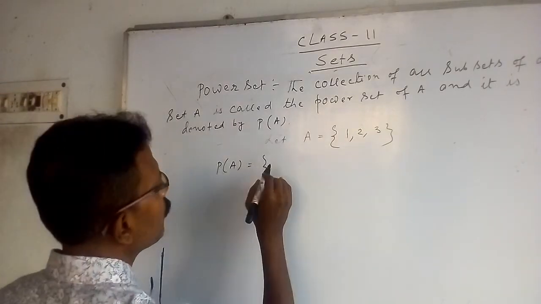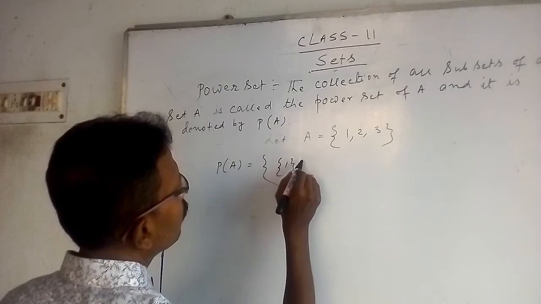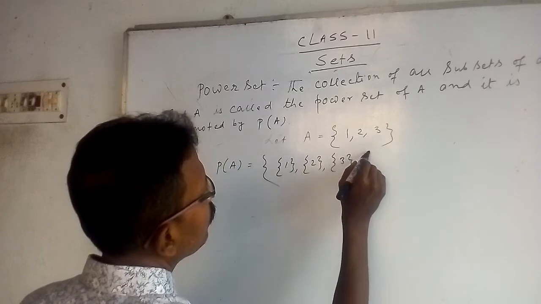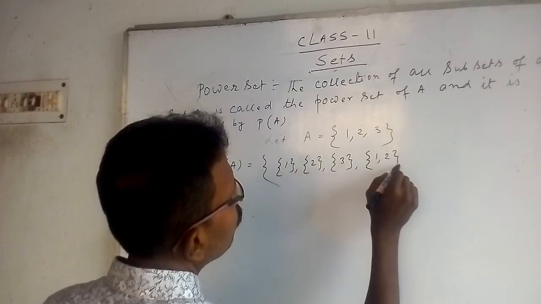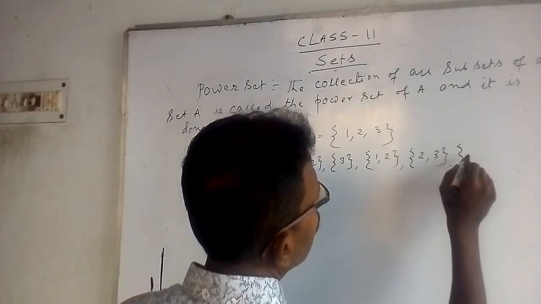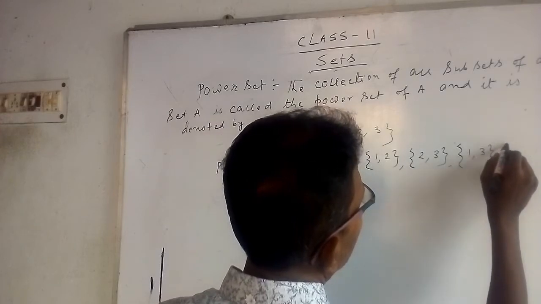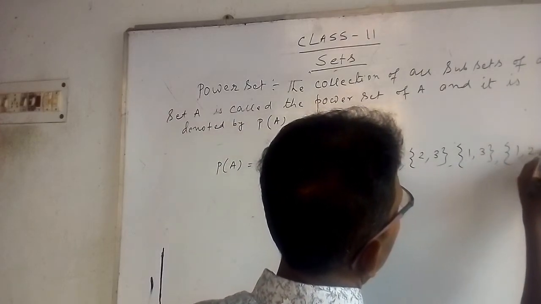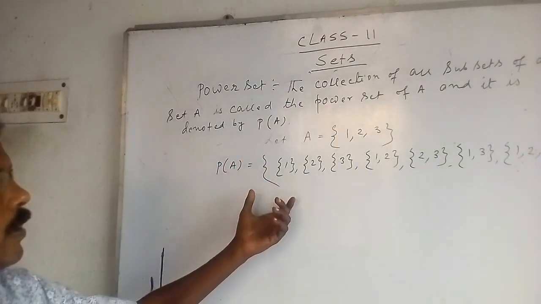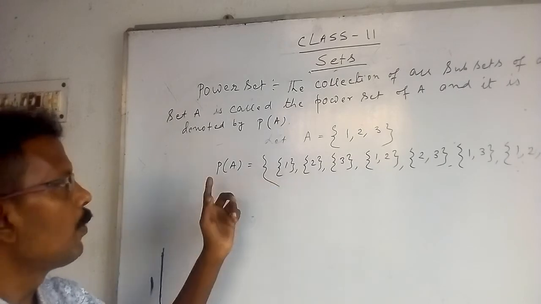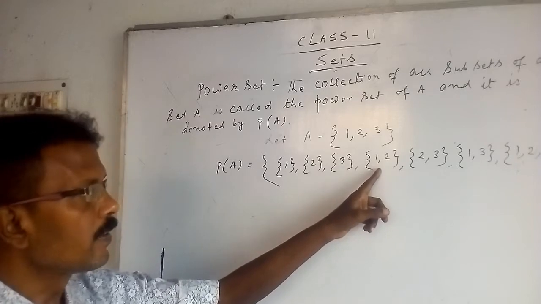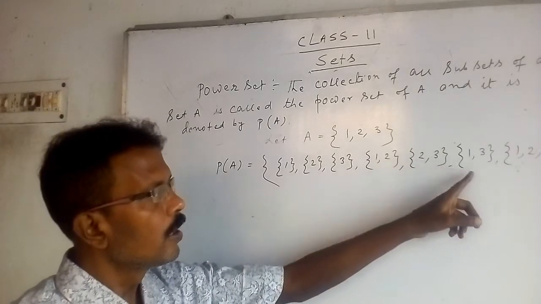Now write all the subsets: {1}, {2}, {3}, {1, 2}, {2, 3}, {1, 3}, {1, 2, 3}, and the null set also. This is the power set: the set containing {1}, {2}, {3}, {1, 2}, {2, 3}, {1, 3}, {1, 2, 3}.